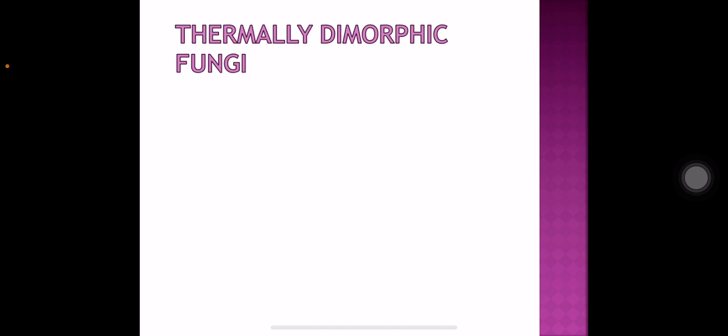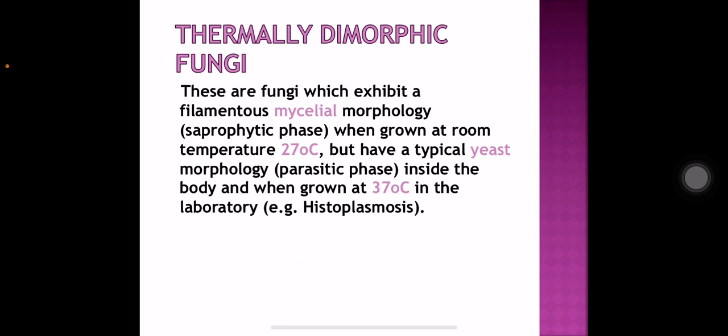The fourth category, thermally dimorphic fungi. They have two morphologies at two different temperatures. They have yeast form at 37 degrees Celsius and mycelial form at 27 degrees Celsius. So this is called thermal dimorphism. Example, Histoplasma capsulatum.